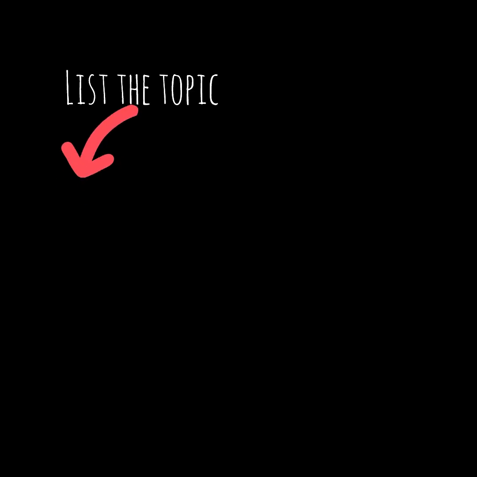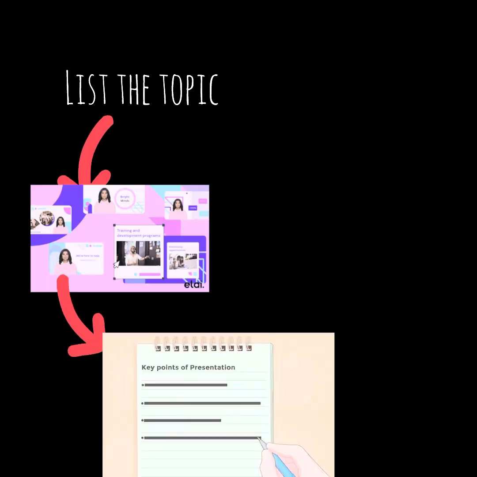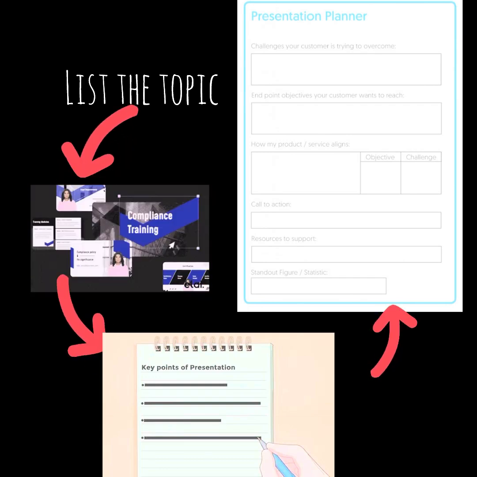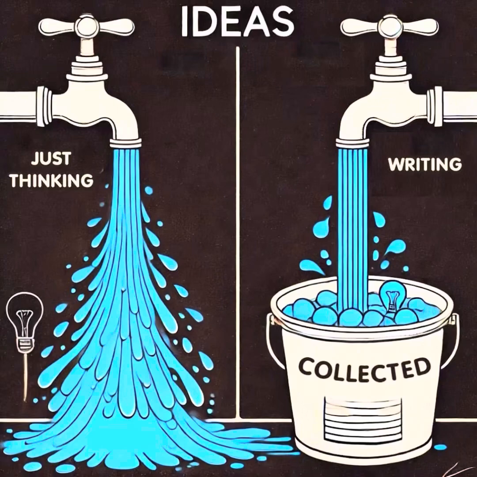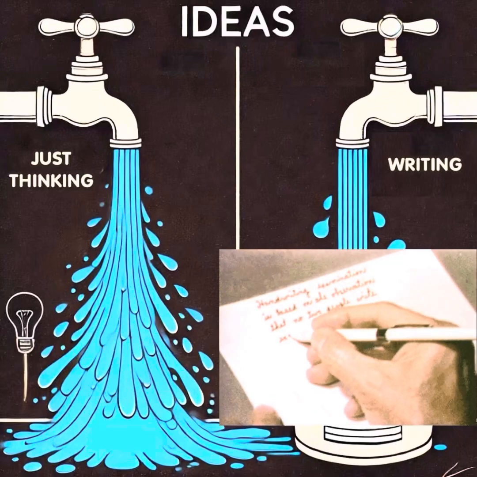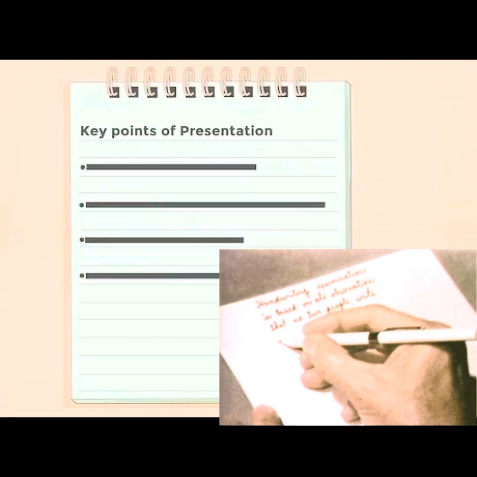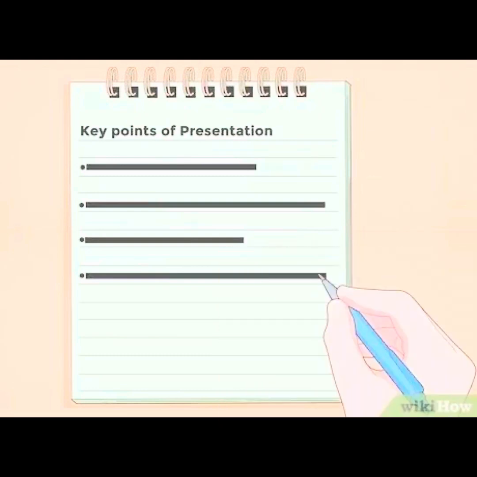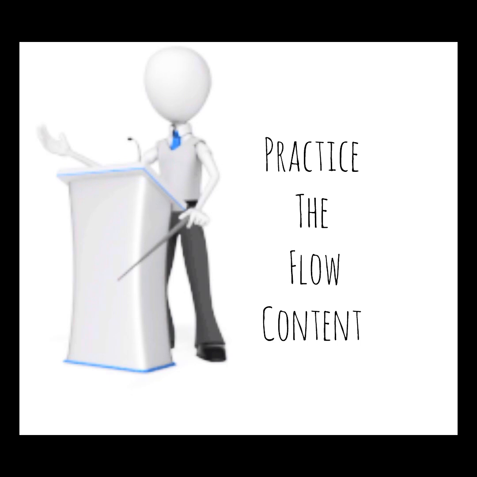We can use a number of steps. List the topic that you need to make the presentation on. Go through a number of presentations and list down your own points. After that, use a template to organize all the points in such a manner that you are able to have a blueprint of your plan. Remember, ideas is just thinking. You need to write them down in order to record them. Write the key points of the presentation and that will help you build the parts of the presentation that are introduction, body and conclusion. The key to any good presentation is practice.